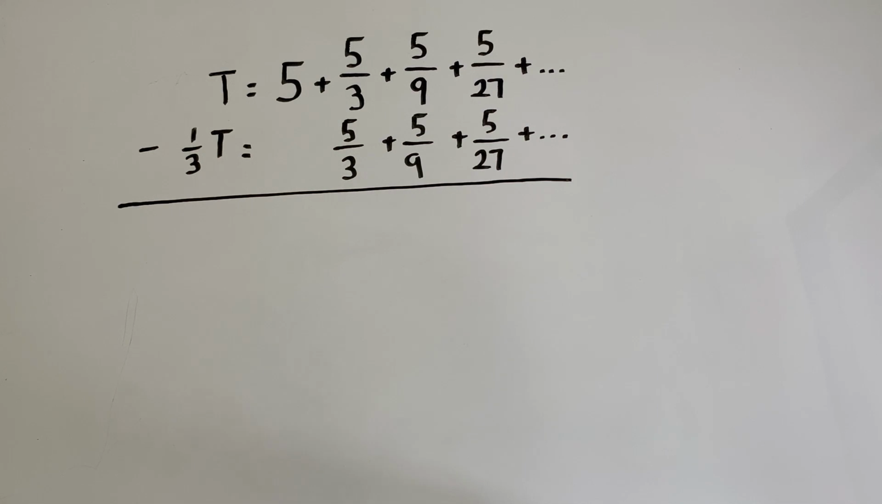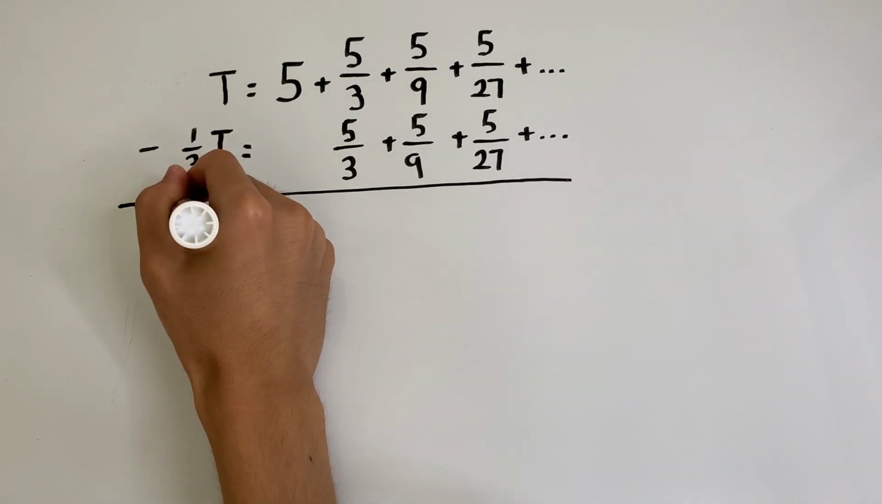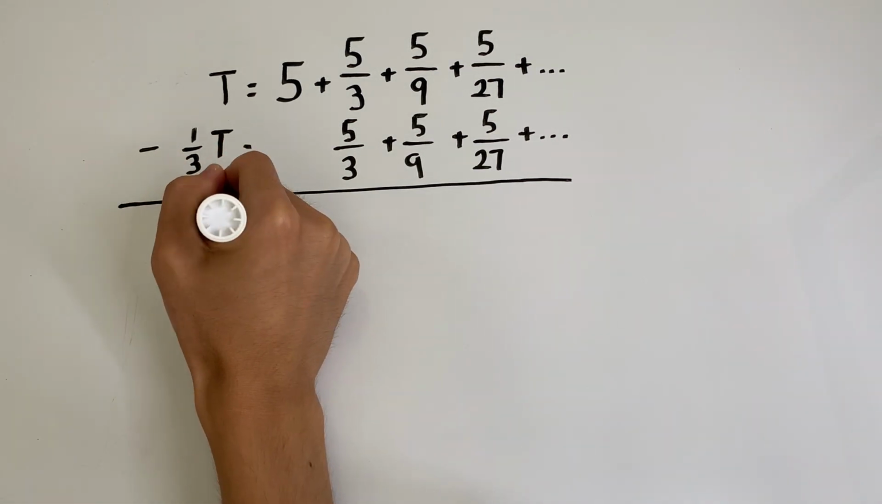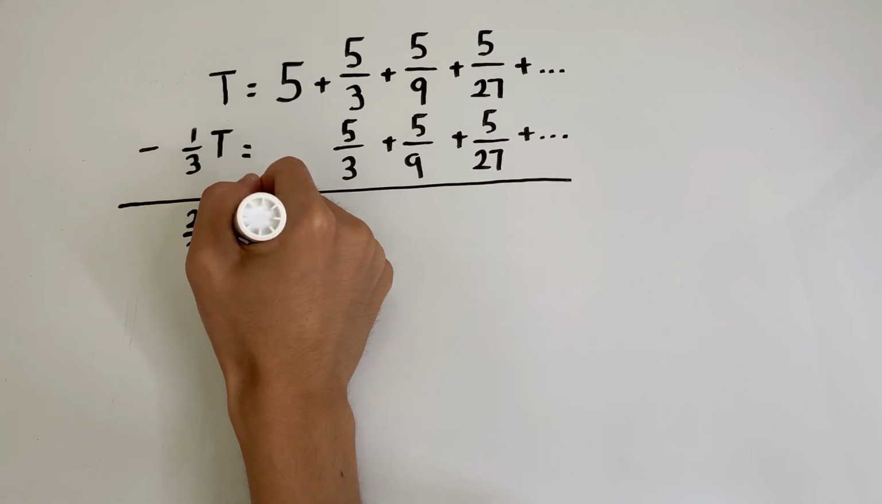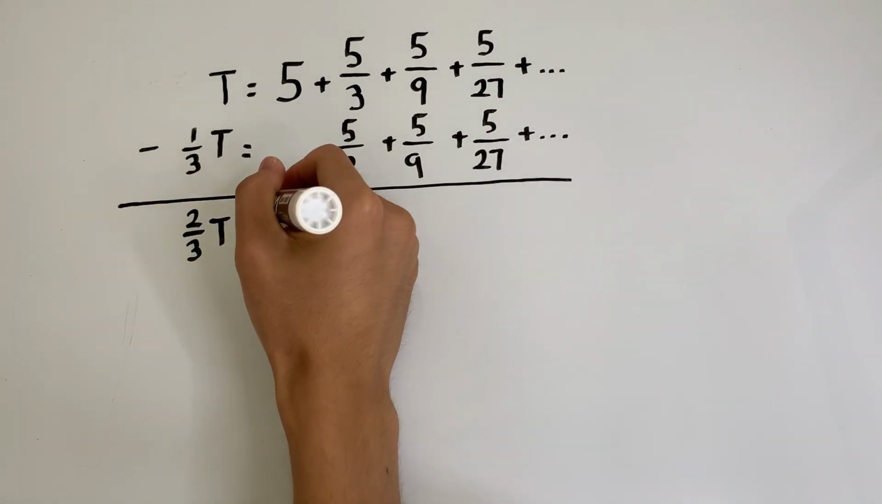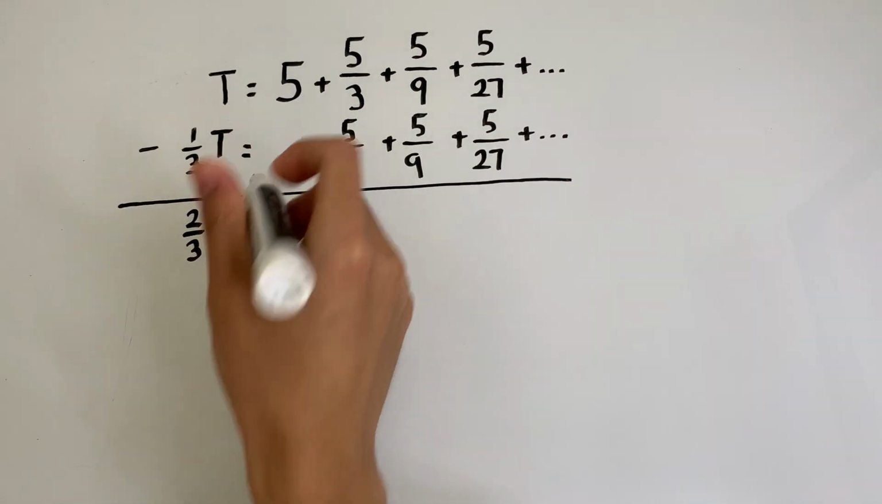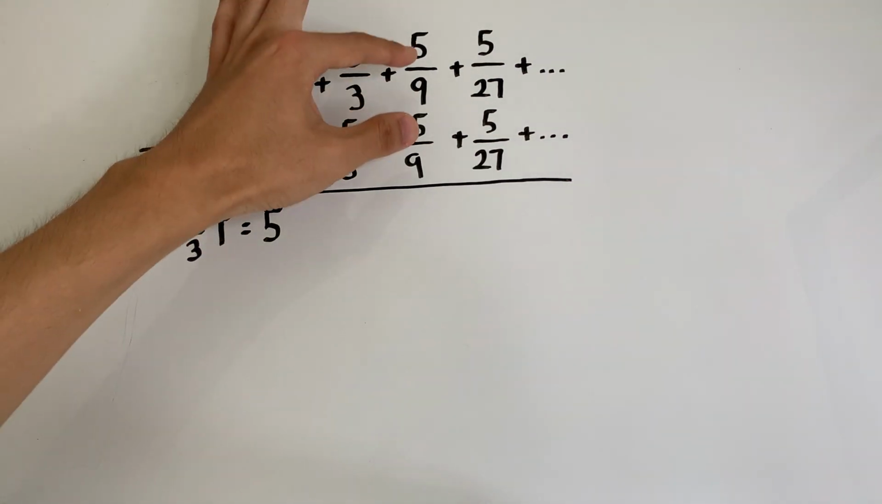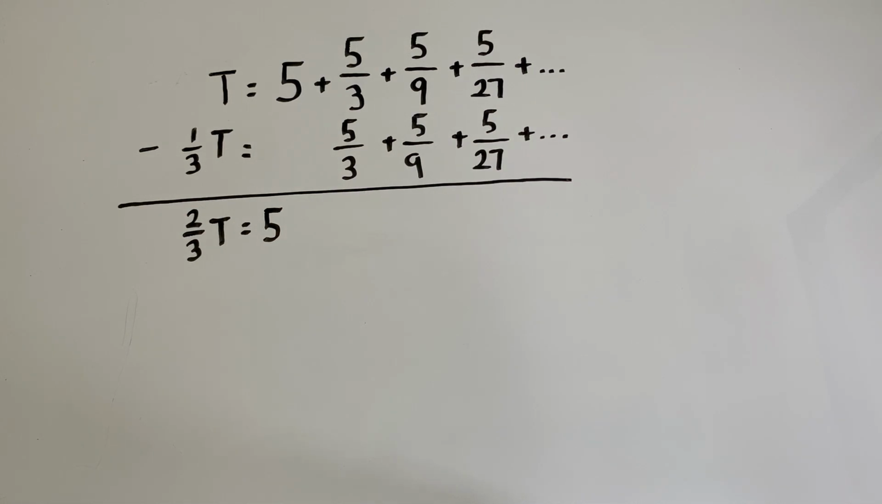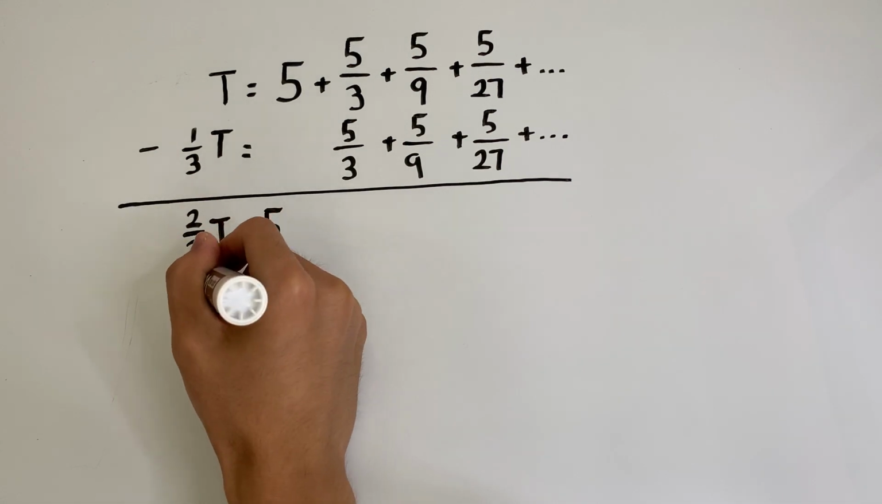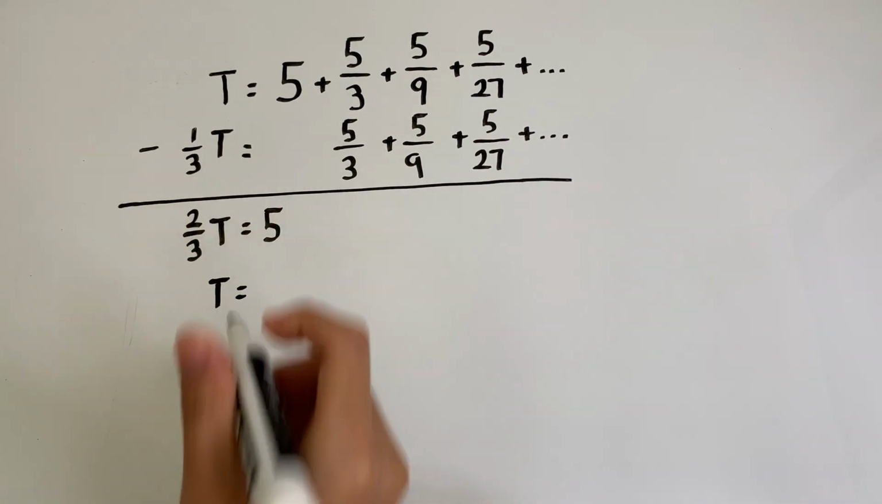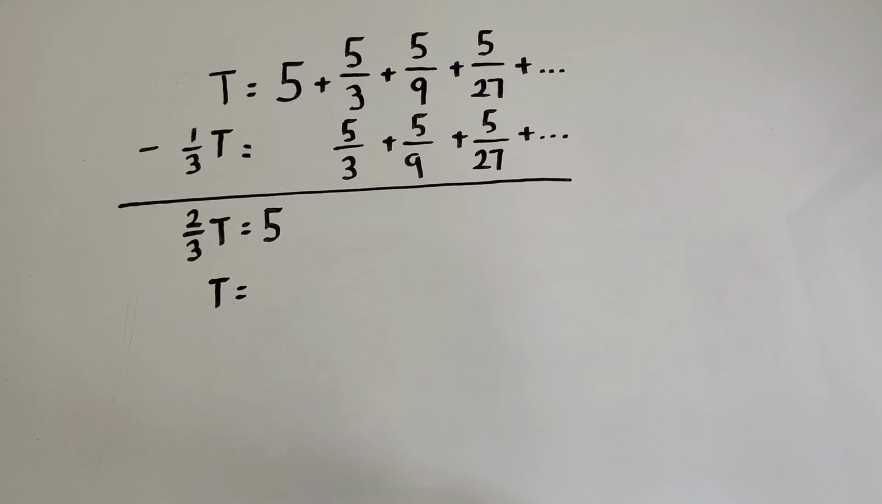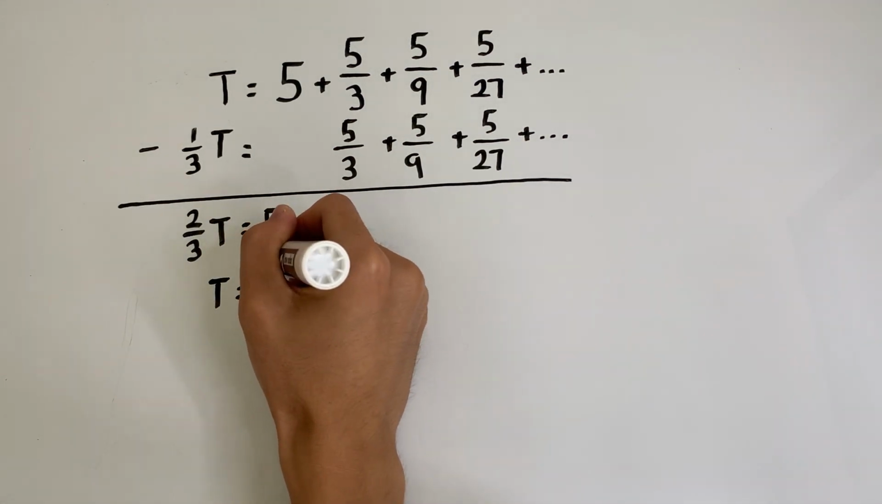Because once again, when we do this, T minus 1 over 3 T, that's just 2 over 3 T. And this equals 5, since everything in the middle just vanishes. And since we want to find T, we can find T by multiplying both sides by 3 over 2 to get T equals 15 over 2.